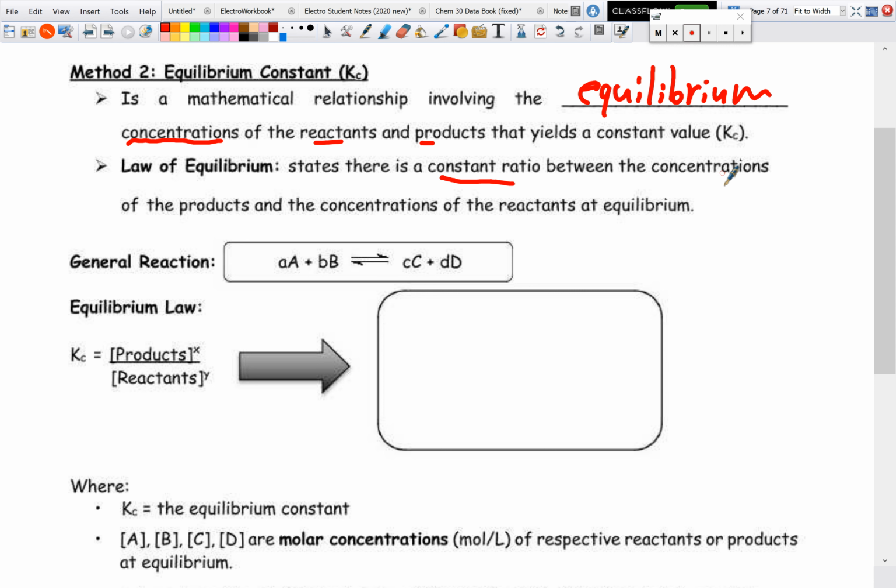So that means if we are given a reactant that looks like this, the molar coefficient of lowercase a with A being the compound, we can have a general equilibrium like this. So the equilibrium law is the concentration of the products to a power over the reactants to another power. So the powers here, x and y, are molar coefficients.